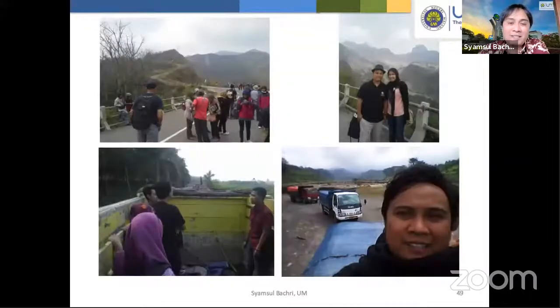This is me and my wife visiting Kelud with the students in the field work. So it's in my subject, the geography disaster course. We teach, but we also enjoy nature. We enjoyed visiting Kelud at that time. So it means disasters and tourism are really linked.